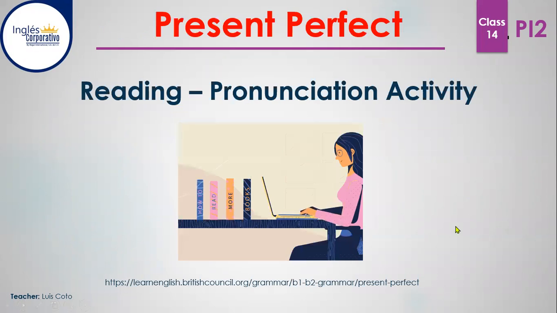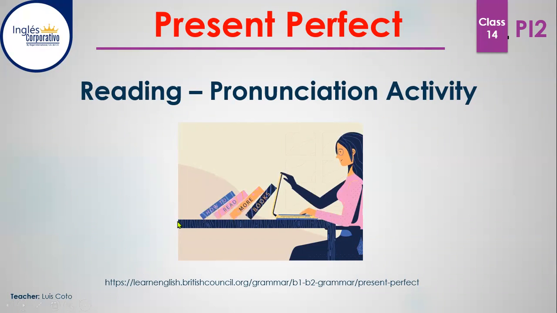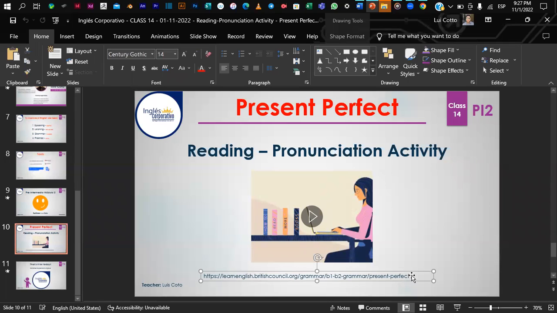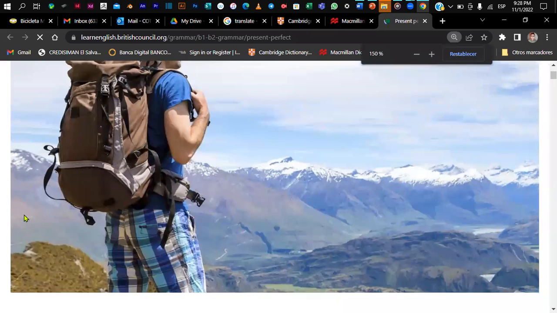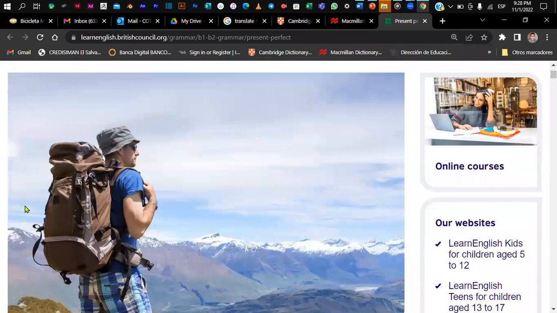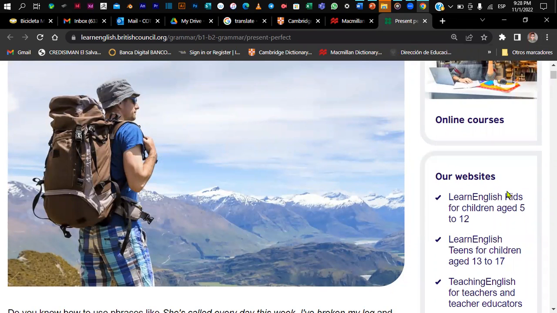The class is going to be about reading and pronunciation activity. About which topic? Present perfect. We continue practicing this topic so we can have more understanding about this. Let me open the link. Okay, present perfect. What do you see in the picture? What's in the picture?